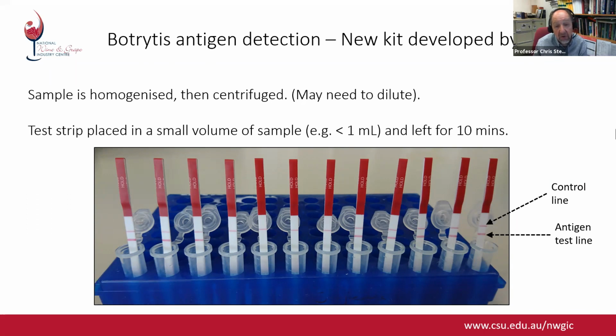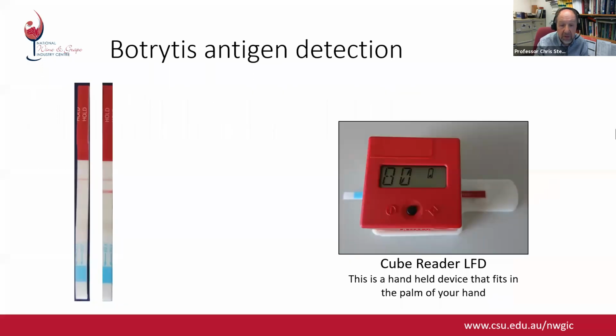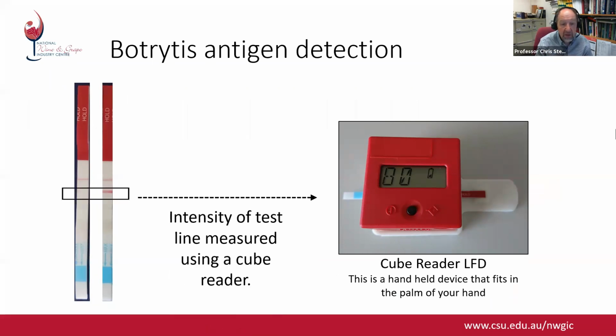And if you scan your eyes across this series of strips, you can see the first 3 have clearly got some Botrytis in them. The middle 4 either have no Botrytis or very little, and the remaining 5 in that series do have Botrytis. So how do you read them? Well, this is the cube reader that we use. It is roughly 3.5 centimetres by 3.5 by 3.5, so it's actually a cube. And then you insert this strip into the cube reader and you read the intensity of the line.